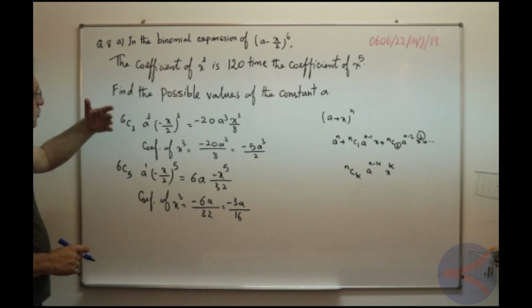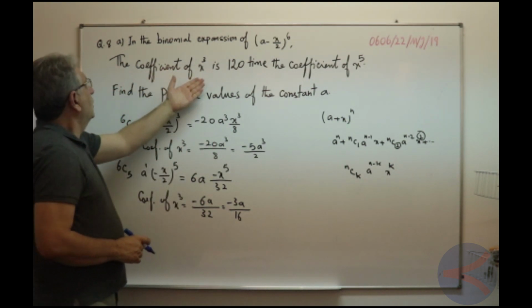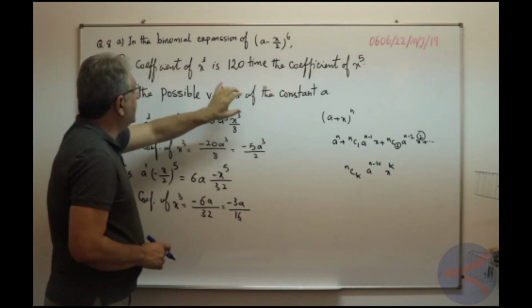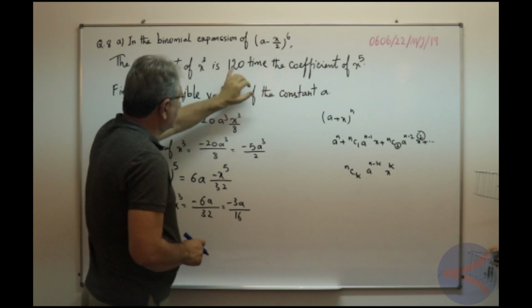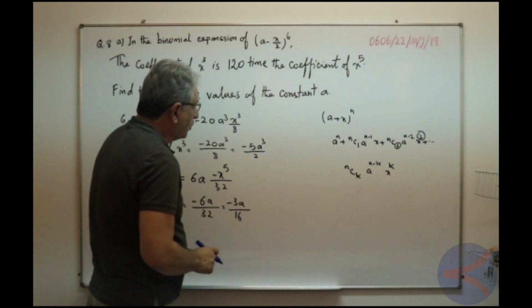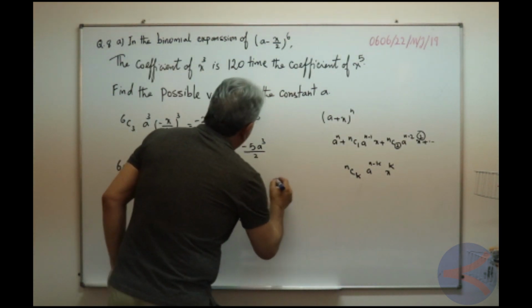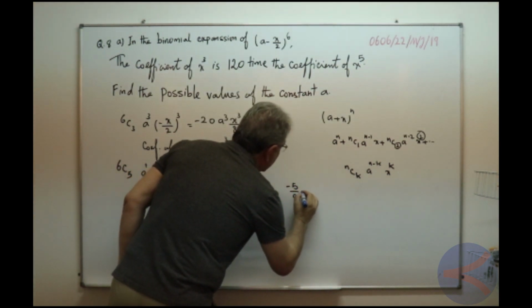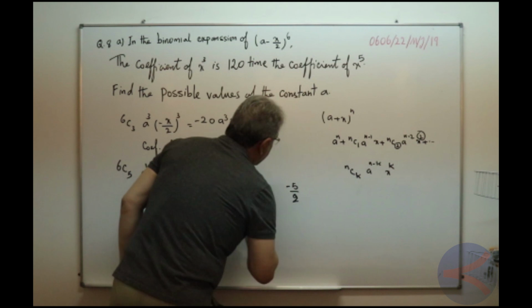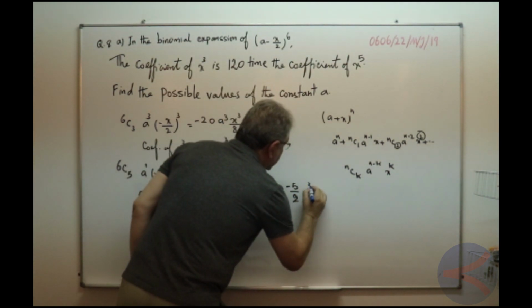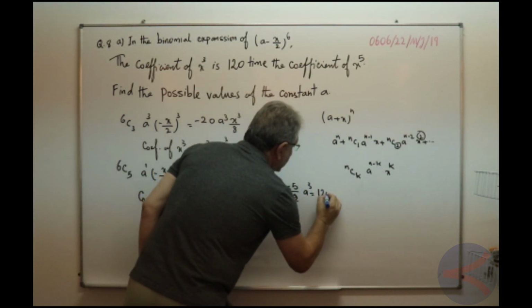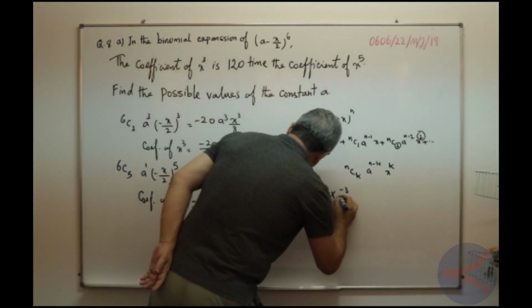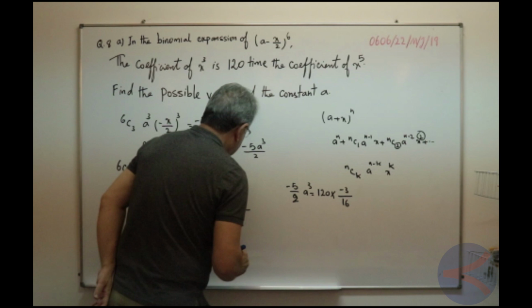Now we have this. Let us go back to the statement. It says this coefficient is 120 times this coefficient. So I can write minus 5 over 2 a cubed is equal to 120 times this, minus 3 over 16 a.